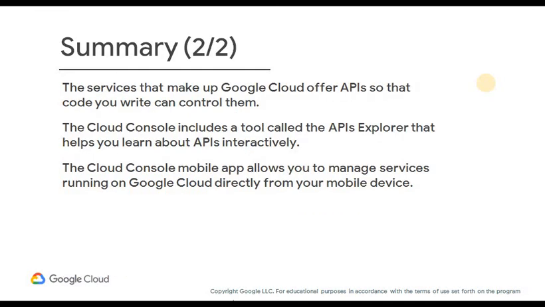We also discussed how to use Google Cloud services via API in code, and how to test the API using the APIs Explorer. We finished up the module by discussing the Cloud Console mobile app, which allows the user to manage services on the cloud from a mobile device.